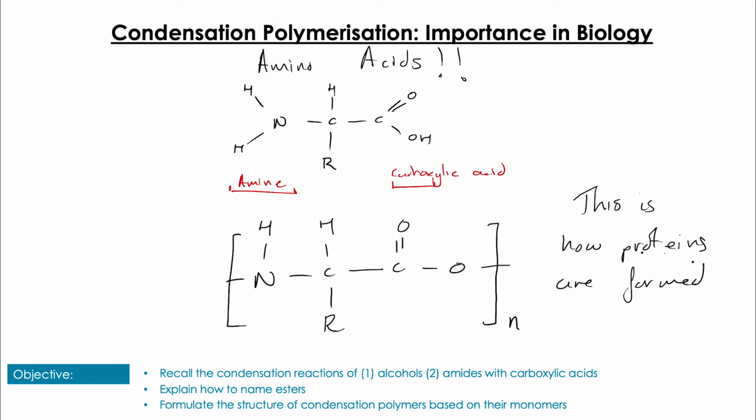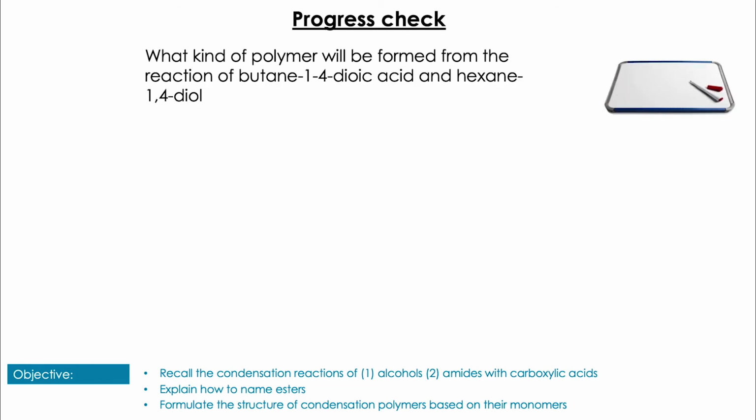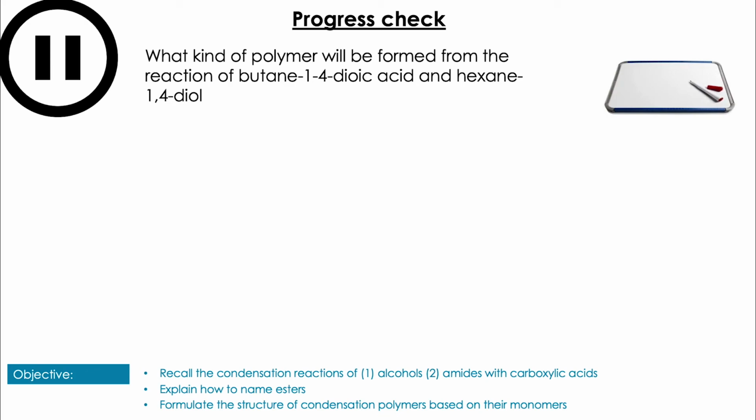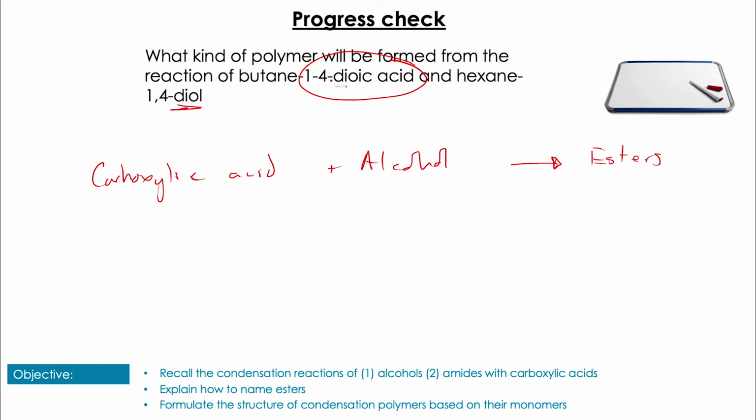So let's do a couple of questions on polymerization. First question, what kind of polymer would you expect from the reaction of butane-1,4-dioic acid and hexane-1,4-diol? Pause the video to have a little think. Pop them up. So hopefully you saw here we've got a dioic acid and a diol. So carboxylic acid plus an alcohol makes an ester. So we would expect a polyester.